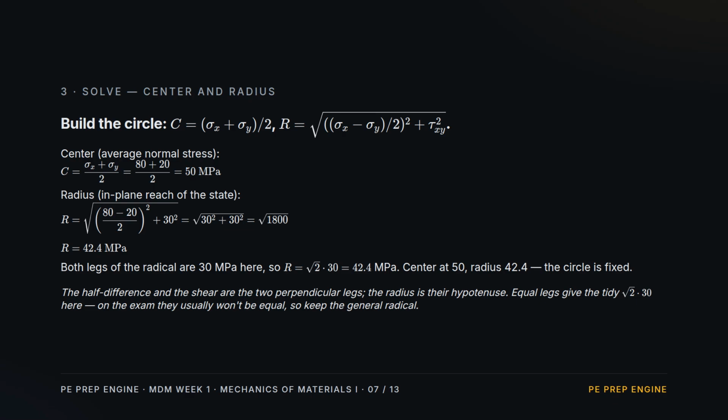Solve. Part 1. Build the circle. The center is the average of the two normal stresses. The radius is the radical. The half difference of the normals and the shear are the two legs, and the radius is their hypotenuse. Here both legs are equal, so the radius is √2 times 30. Center at 50, radius about 42. The circle is now completely fixed.